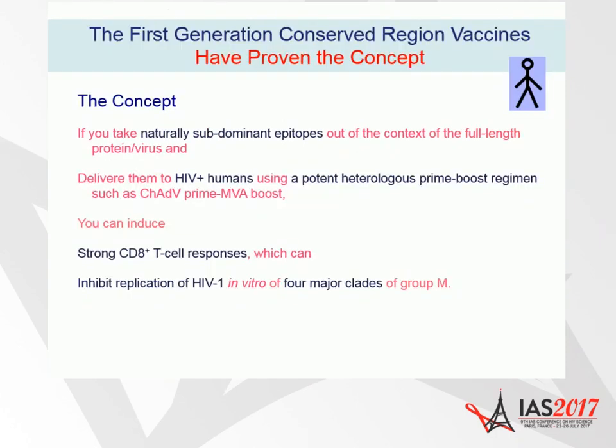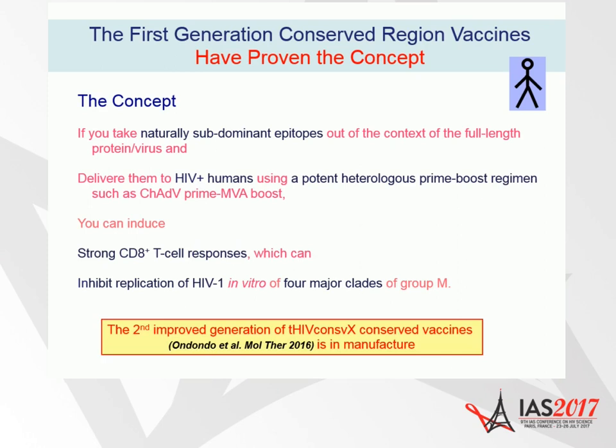So, overall, the first generation of conserved region vaccines have proven the concept. So what is the concept? The concept is that if you take naturally subdominant epitopes out of the context of the full-length proteins or virus and deliver them, even to HIV-positive individuals, using a potent heterologous prime boost regimen like the chimp Ad prime MVA boost, which was pioneered by Adrian Hill in London, you can induce strong CD8 T cell responses which can inhibit replication of HIV in vitro of 4 major clades.